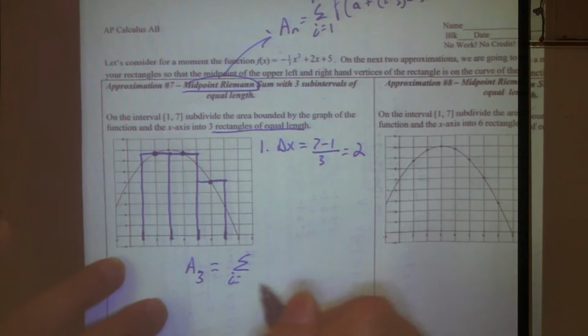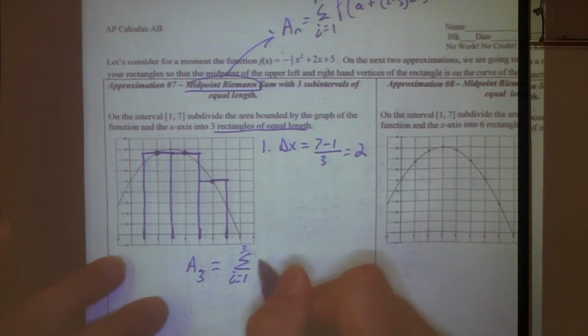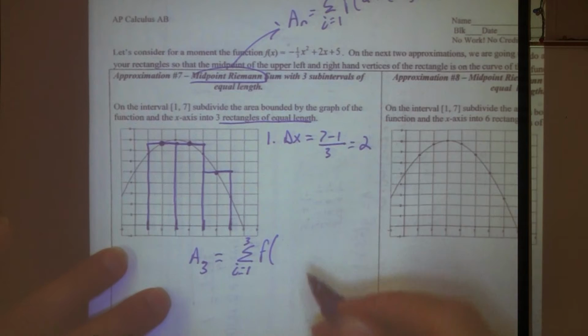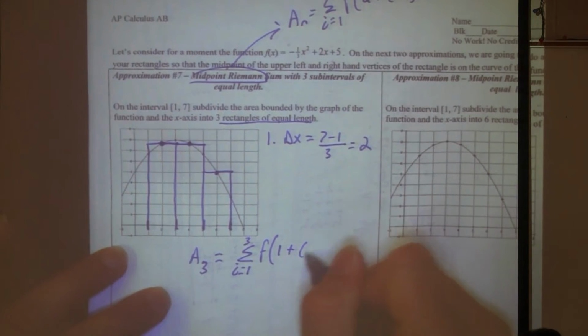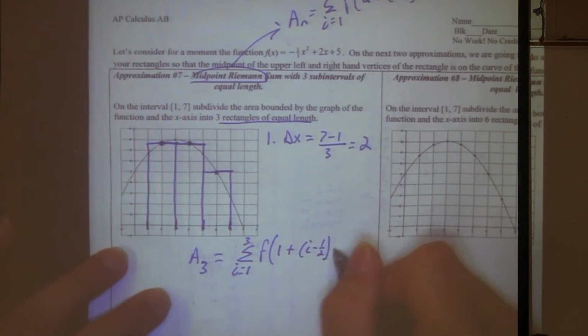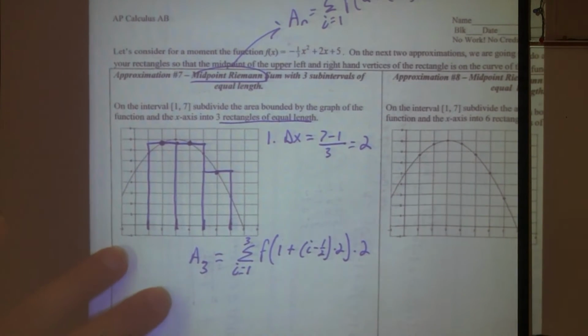So let's jump straight to finding the area of all 3 of those rectangles. Summation from i equals what? 1 to 3 of f of, what's a in this problem? 1 plus (i minus half), that never changes in this case, times 2, times 2.